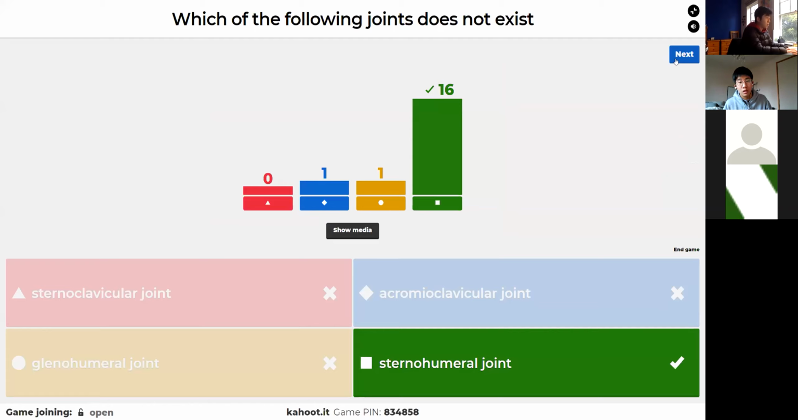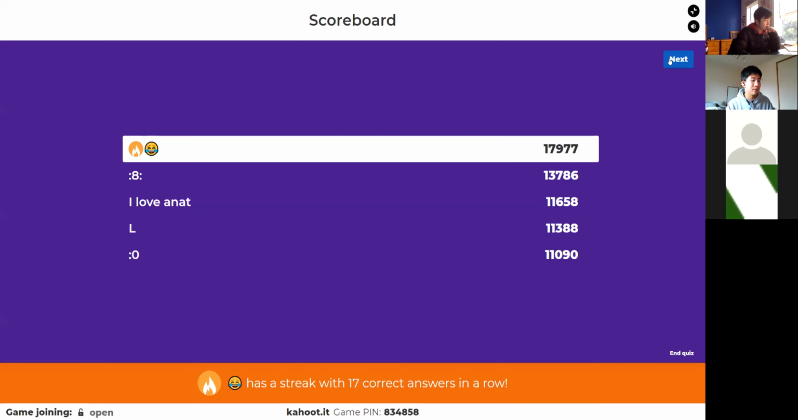So sternofemoral doesn't really make sense because you have the humerus, which is your arm bone, and your sternum, which is your center chest piece, and therefore they can't really articulate with each other. Yep, the others exist. And the name suggests it, which is useful.